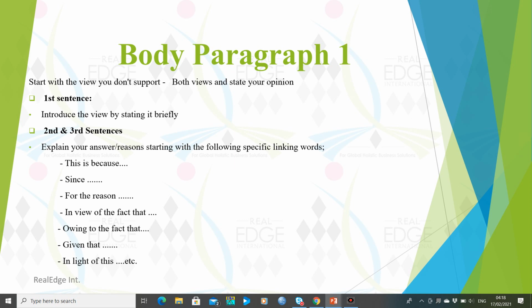So you explain your answer, or you provide reasons, starting with the following specific linking words. Linking words like this is because, or since, or for the reason, or in view of the fact that, or owing to the fact that, or given that, or in light of this, etc.